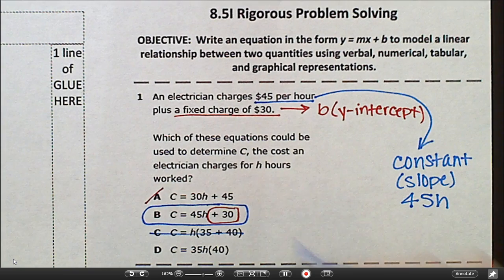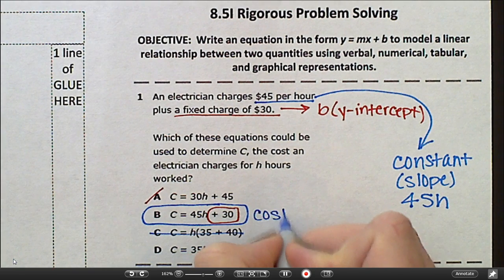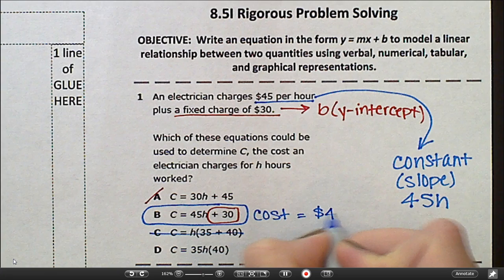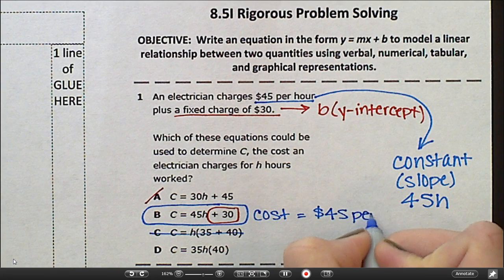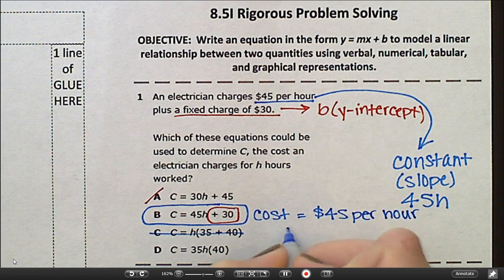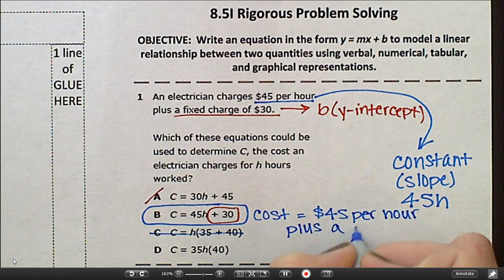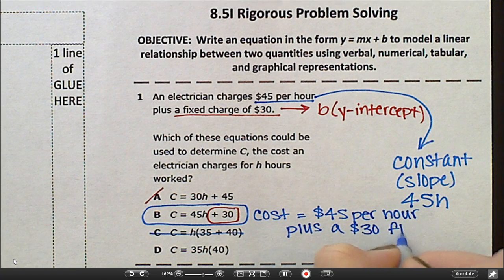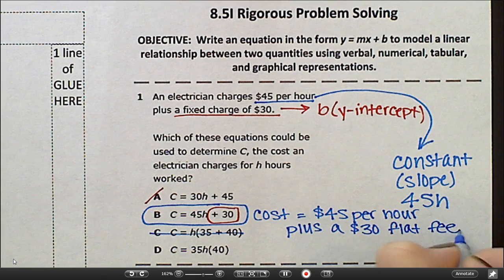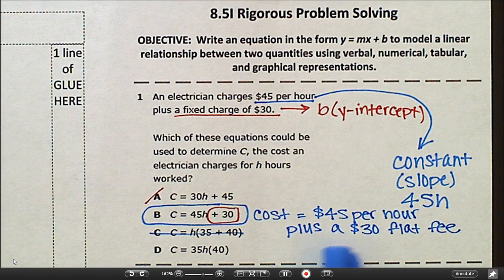And to prove this, we could write the cost equals $45 per hour plus a $30 flat fee or fixed charge. So this could be our proof. You wrote that right there.